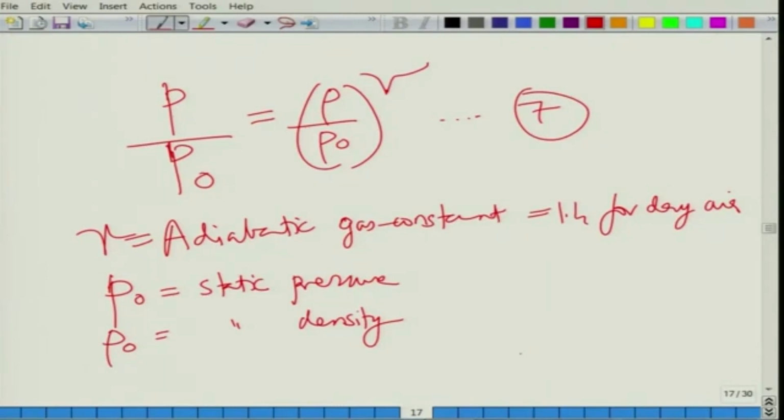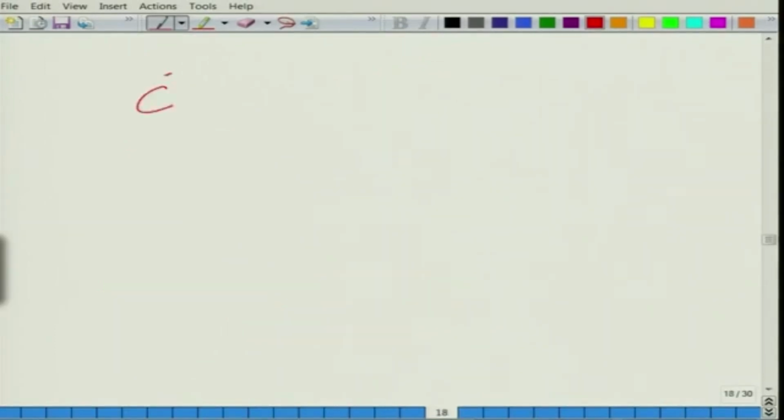P naught and rho naught may be considered as an operating point or static point, and what we are really interested in is how small changes in pressure are related to small changes in density. So, for now what we are going to do is define a quantity called c square, which is nothing but sound speed, a very important quantity in acoustics. That is a quantity which tells you how acoustic disturbances propagate.